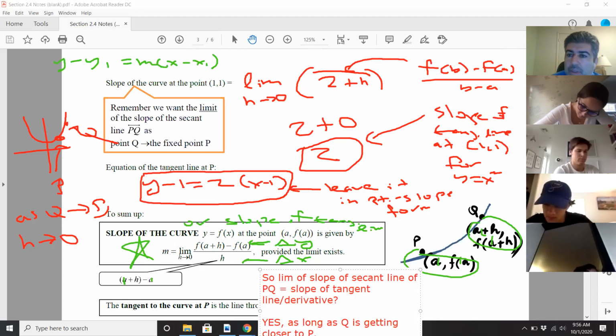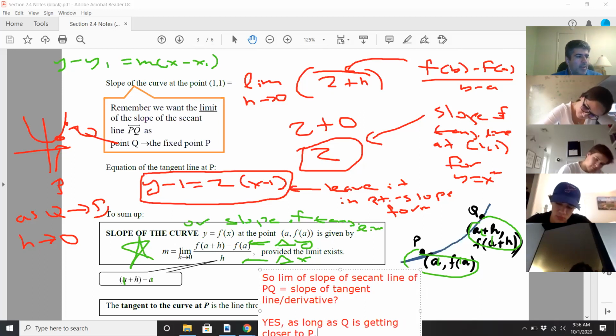Yes, that is in essence what we've done today. The limit of the slope of the secant line equals the slope of the tangent line as long as Q is getting closer to P. And we call this the tangent to the curve at P as well, because that is what you're doing.